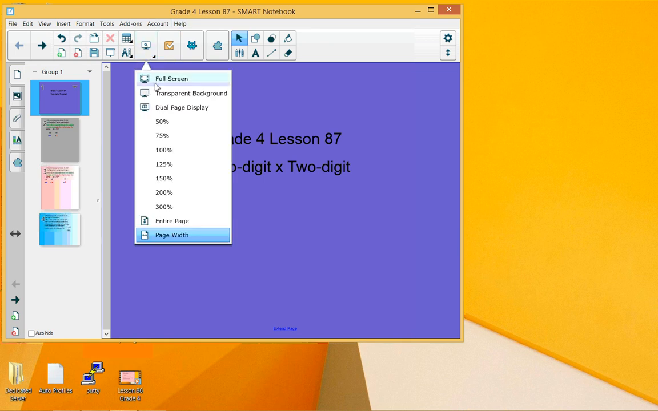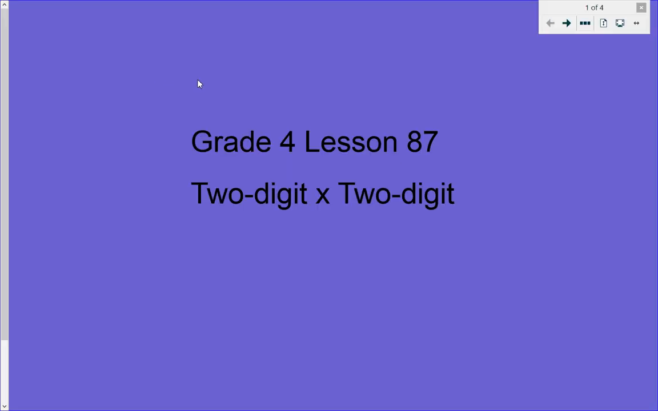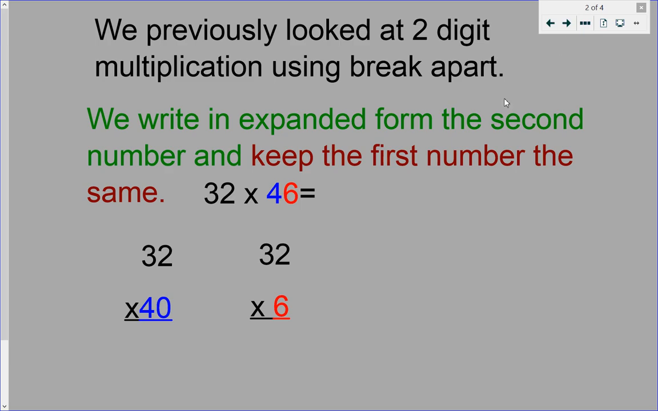Hello, fourth graders. We are going to be looking today at lesson 87, two-digit times two-digit multiplication. We previously looked at this in another lesson, and we said that when we write an expanded form, we break apart the bottom number and keep the first number the same. So in 32 times 46, the 32 is staying the same, and we're breaking this 46 into 40 and 6, that expanded form that we could do.